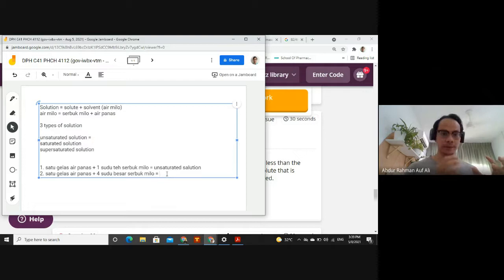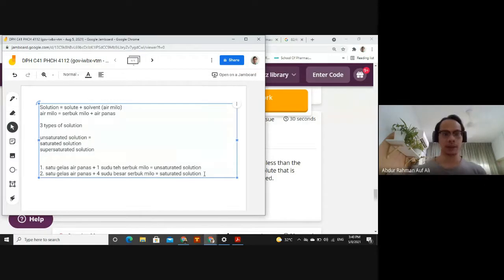The solute is too many solute is in the solvent. Solvent yang sedia ada dalam gelas tu, air panas tu, dah tak cukup untuk melarutkan serbuk Milo. Itu bermaksud solution that we have adalah a saturated solution. So, saturated maksudnya larutan yang tepu.